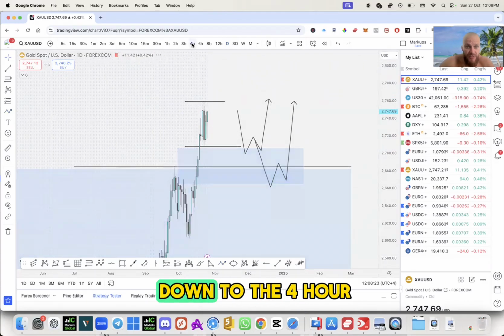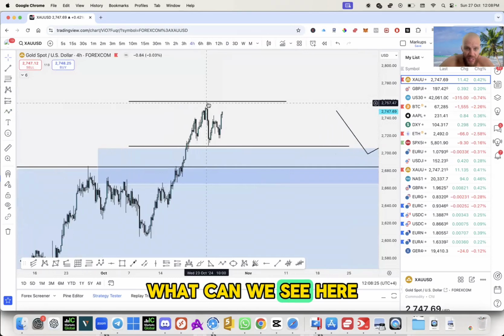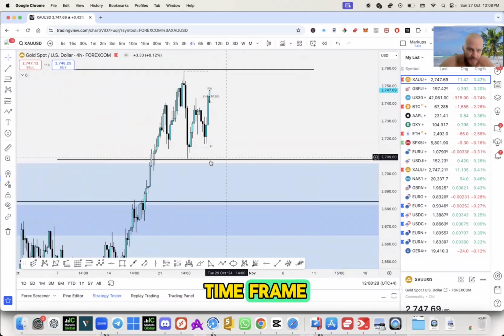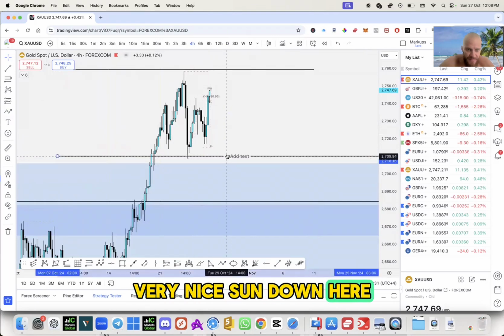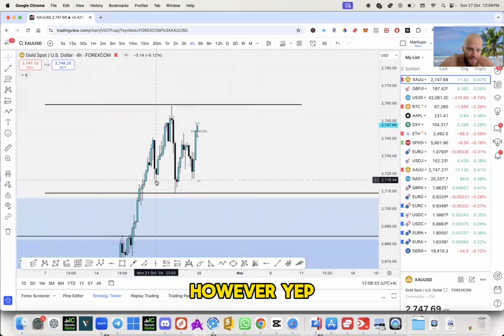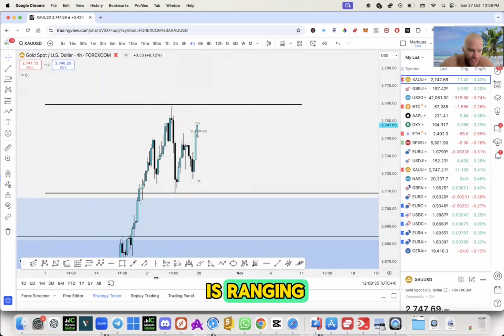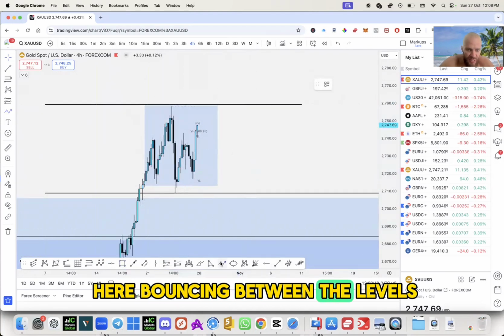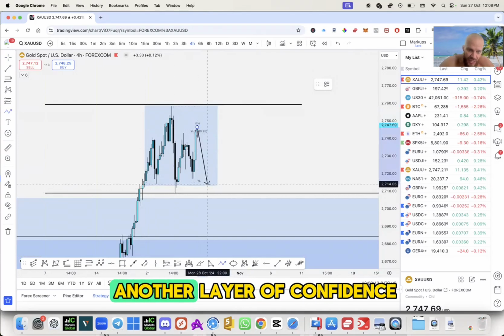So if we go down to the 4 hour, what can we see here? We know what we're expecting on the higher time frame. Very nice zone down here. However, yep, we're bullish, but price is ranging. You see, price is stuck in this range here, bouncing between the levels. So this gives us another layer of confidence.